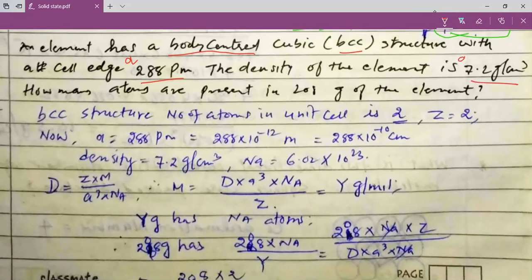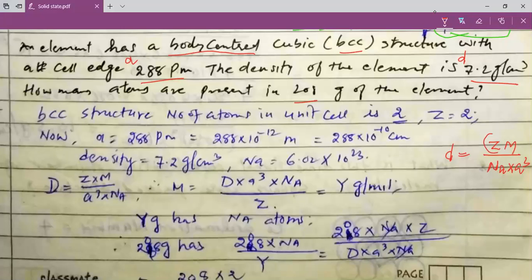Now they have given you the density. For density, my dear students, we have derived one equation. If you can recall, do you remember what is the formula to calculate density? The formula is Z into M divided by Na into A cube. That is the formula to calculate the density, and the value of density is given. How many atoms are present in 208 gram of element? So some grams they have given, and we need to find out how many atoms are present in it.